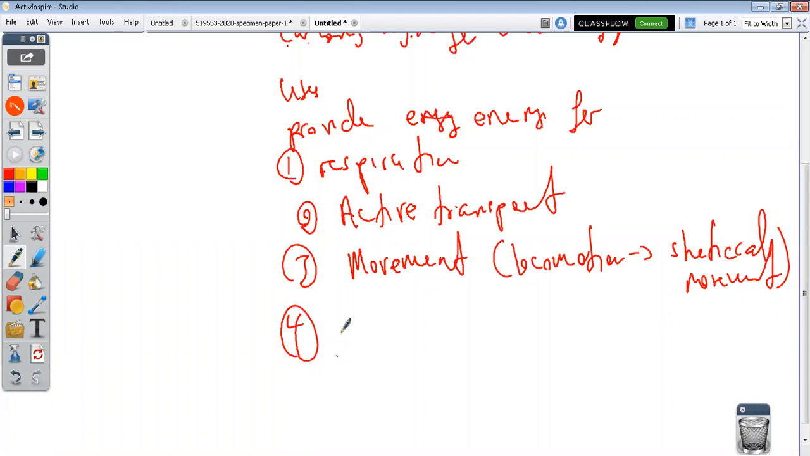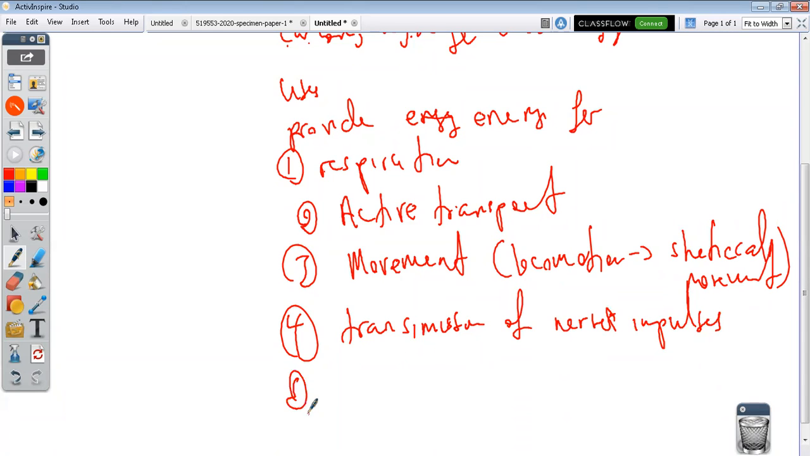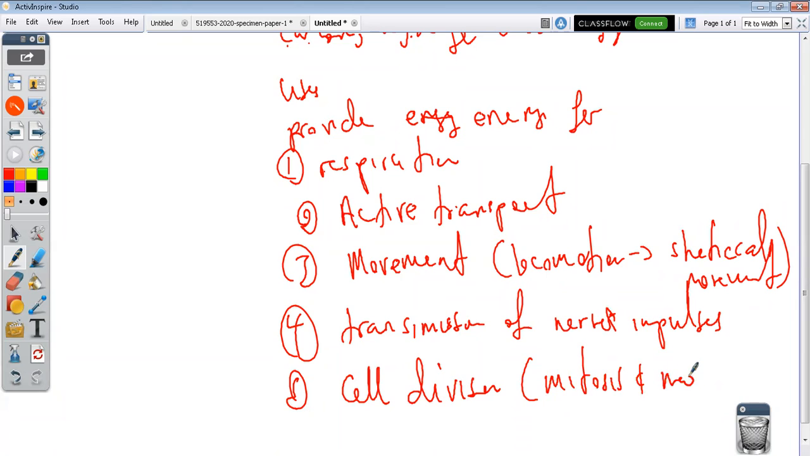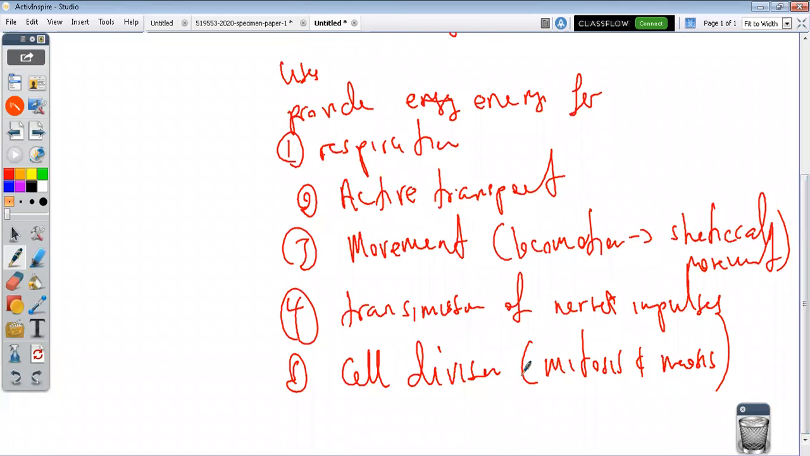What else is energy used for? Transmission of nerve impulses makes use of energy. Clear? Energy is used for cell division, for growth. We call that cell division, mitosis and meiosis. They use energy. Are we together? Is that making sense? Yes.